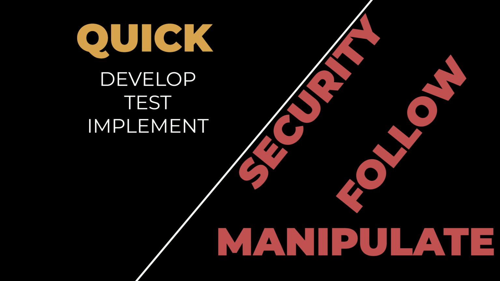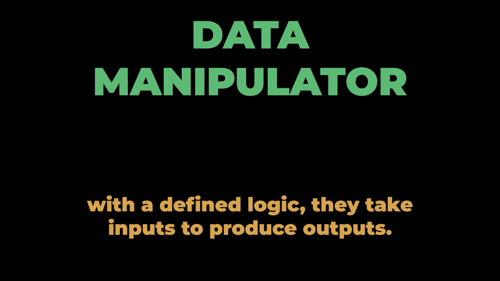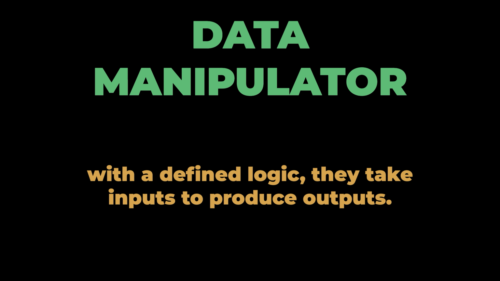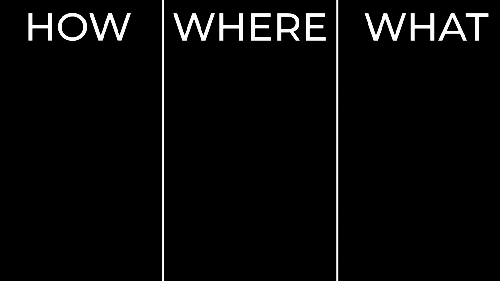So first, we need to understand what is a function. Excel functions are data manipulators. With a defined logic, they take inputs to produce outputs. And remember, you can fine-tune those outputs with precise modifications. Excel functions can be torn down into three aspects: how, where, and what.